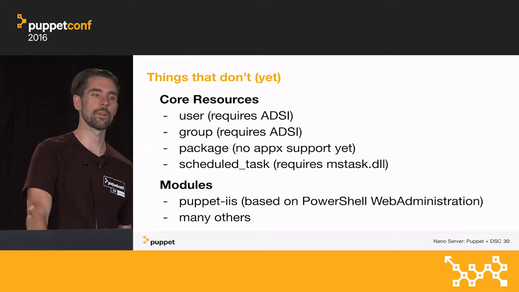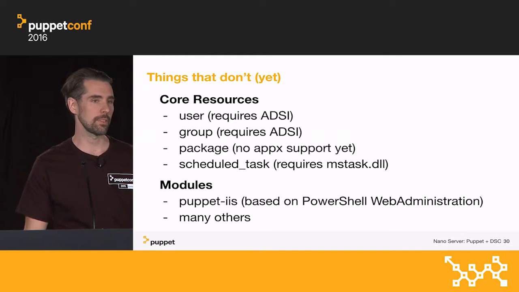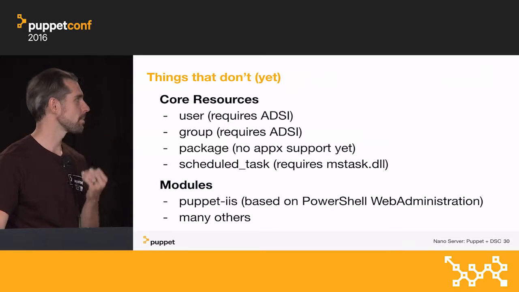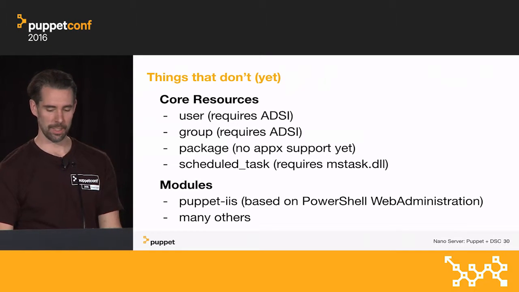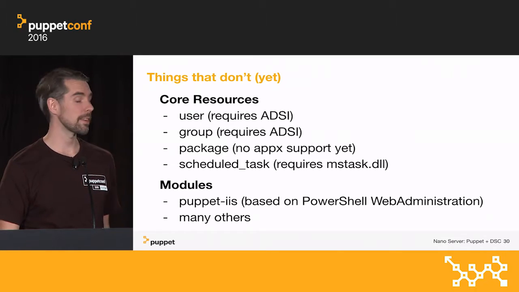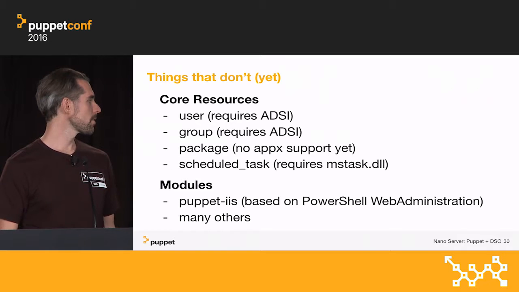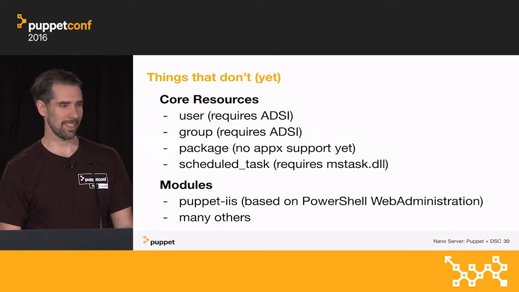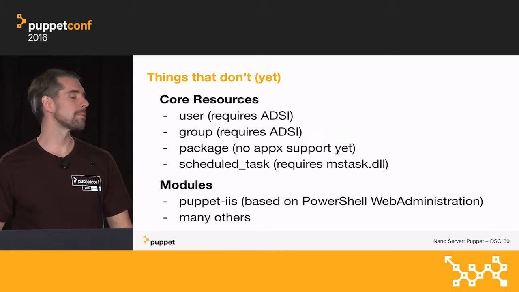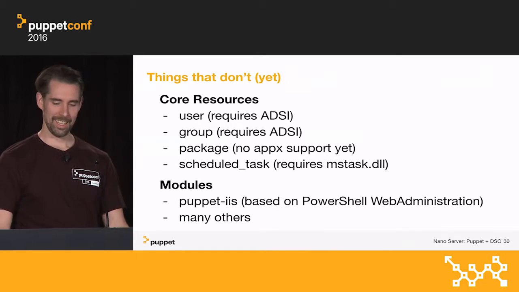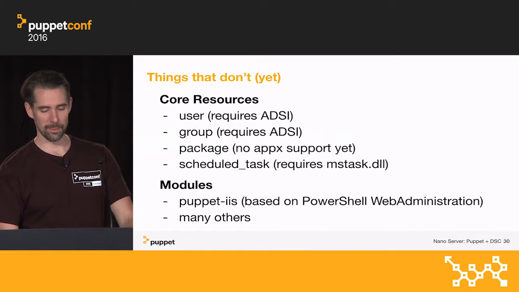So some things that don't yet work. Users and groups, since they require ADSI. The package resource, as there's no AppX support and MSIs don't work. And scheduled task, which requires a DLL that's not available. Also, one module that was pointed out to me is the IIS module, and we're going to get into that in a minute. The way you deploy IIS on a Nano Server is pretty much completely different from Windows Server. And I'm sure there are many other modules.